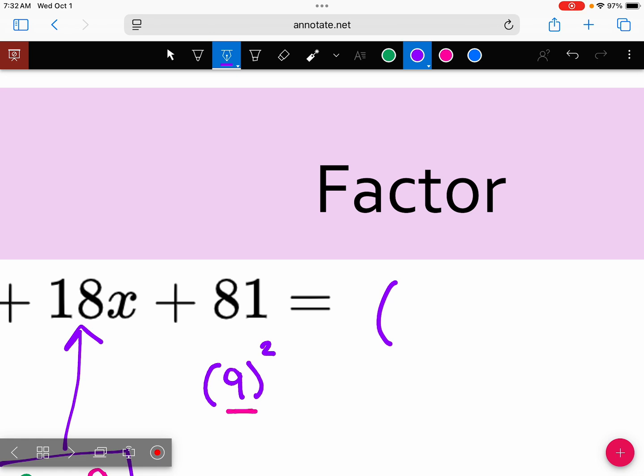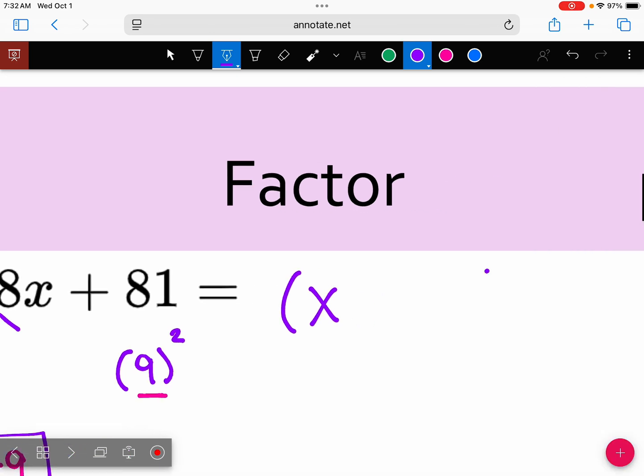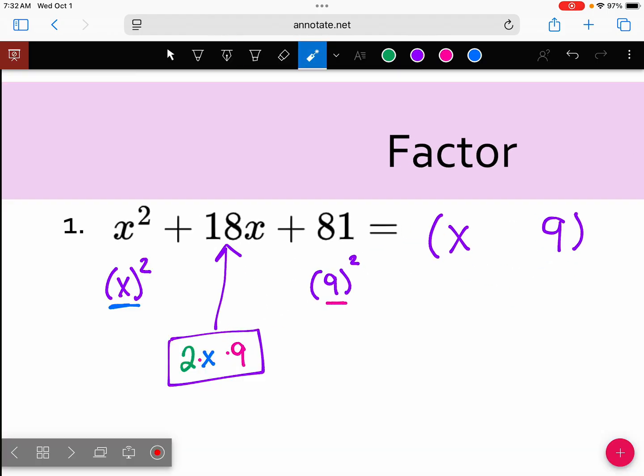where I'm going to have the x that was in the front be in the front. Our 9 that gets squared is in the back. That's this 9 here. Since we have a plus right here, we're going to have a plus in between them. And we are going to get 2 copies of that, so it's got to be squared.